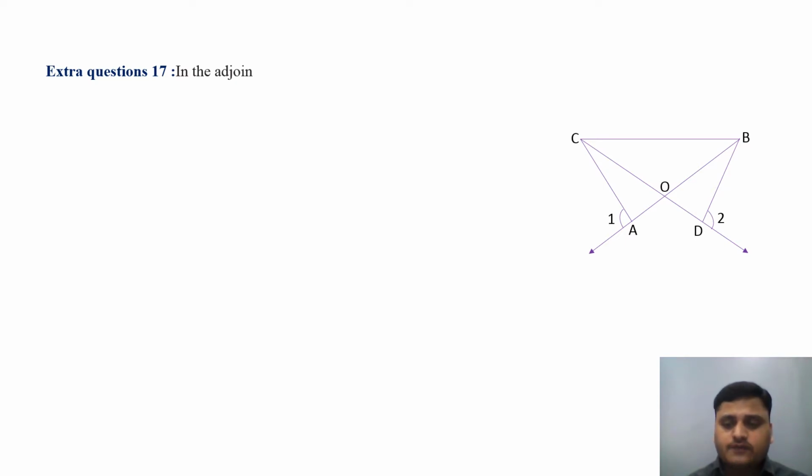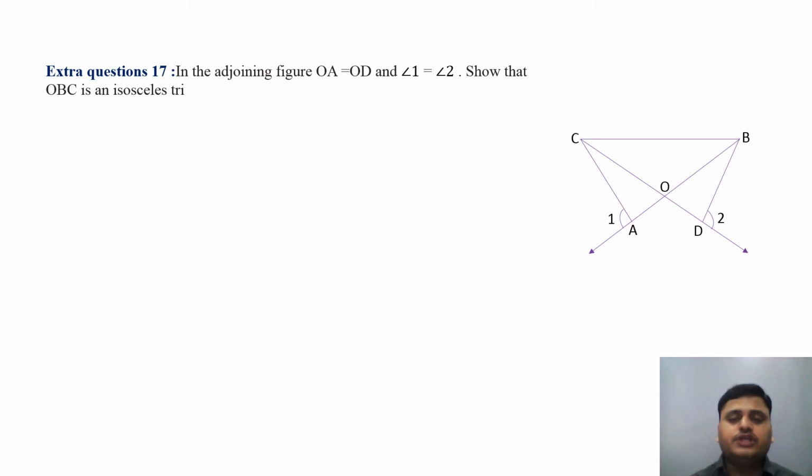In this adjoining figure, you can see angle 1 and angle 2, along with CA, CD and AB, which are two rays such that OA is equal to OD. This is given in the question: OA is equal to OD and angle 1 is equal to angle 2. We need to show that this triangle OBC which was formed is an isosceles triangle. OBC is which type of triangle? Isosceles triangle. That we need to show.